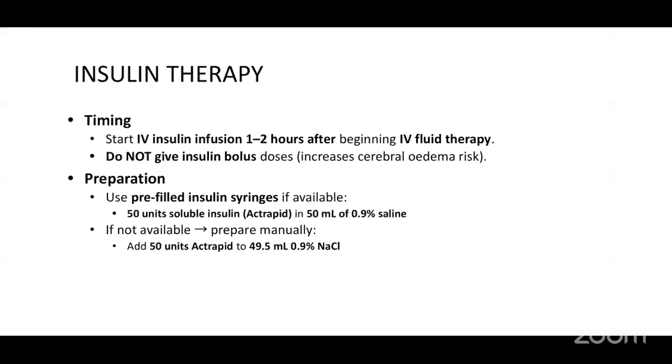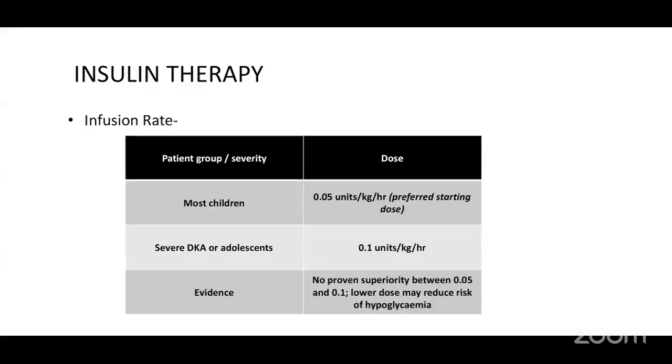Insulin therapy, how much to give? For most children, the dose is 0.05 units per kg per hour. That is the preferred starting dose. In severe DKA or in adolescents, you can go ahead with 0.1 unit per kg per hour. There has not been any significant difference between the two ranges actually. But if you start with a lower dose, you can reduce the risk of hypoglycemia in a child. Continuous monitoring.